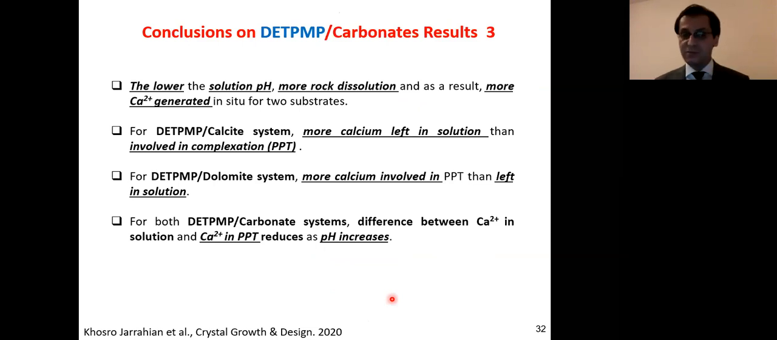And for the DETPMP calcite system, more calcium is left in solution than involved in complexation. And for the DETPMP dolomite system, more calcium is involved in precipitation than left in the solution. And for both DETPMP carbonate systems, the difference between calcium in the solution and calcium in precipitation reduces as pH increases.